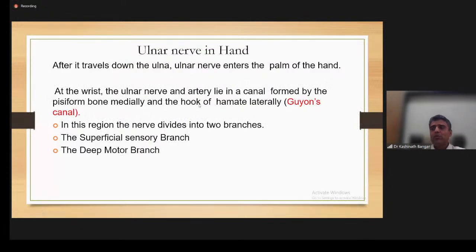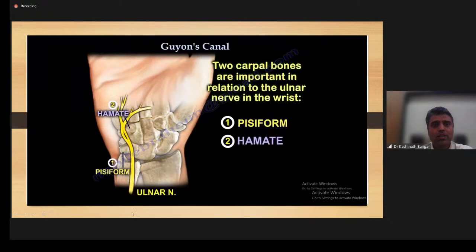So now we'll see how the ulnar nerve enters into the hand. After it travels down, the ulnar nerve enters the palm of the hand. At the wrist, the ulnar nerve and artery lie in the canal formed by the pisiform bone medially, I'll show all these figures, and the hook of the hamate laterally. Okay, that's called Guyon's canal. And in this region, the nerve divides into two branches, the superficial sensory branch and the deep motor branch.